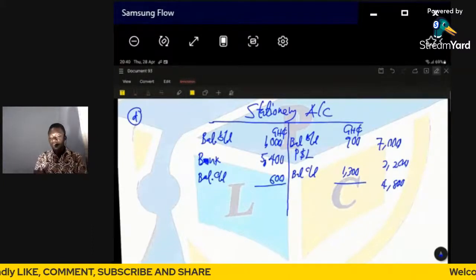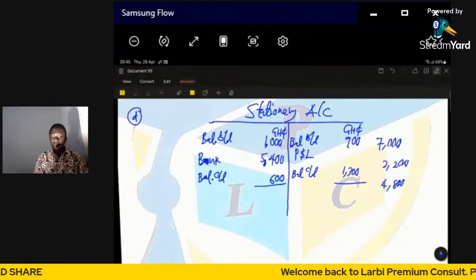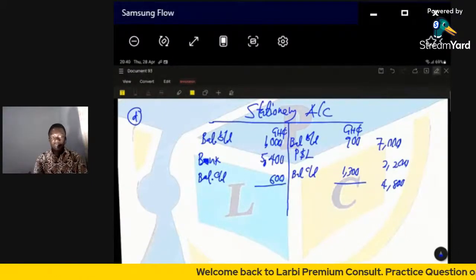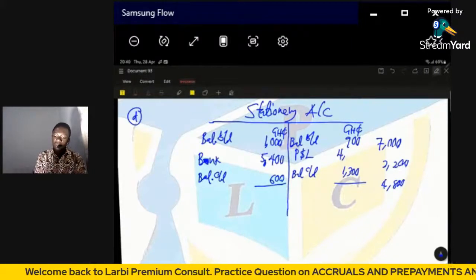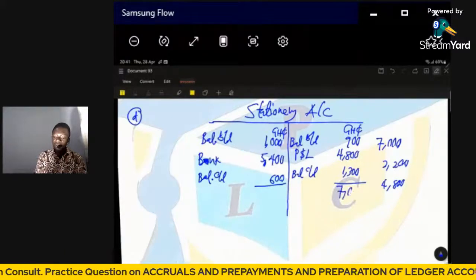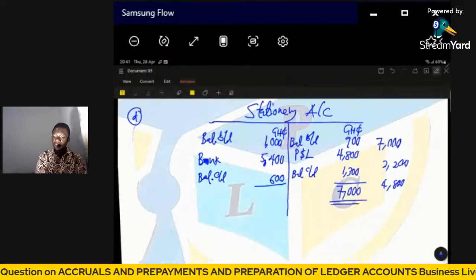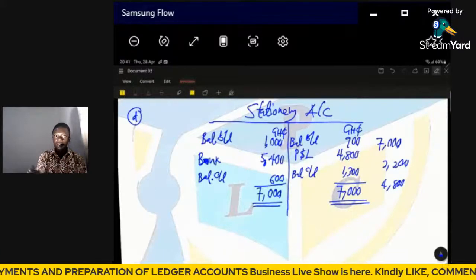So since we have here the credit side in the name of P and L, when you go to profit and loss account, it is going to be the debit side in the name of stationery. And that should give us 4,800. So overall, you're going to have a balance of 7,000 for each side. And that is being recorded.